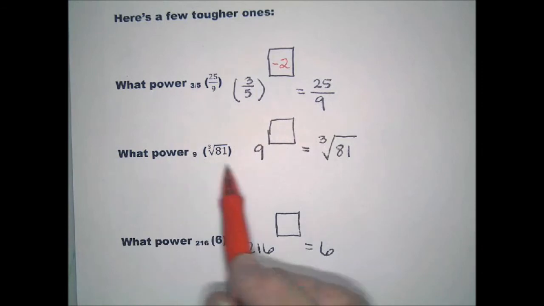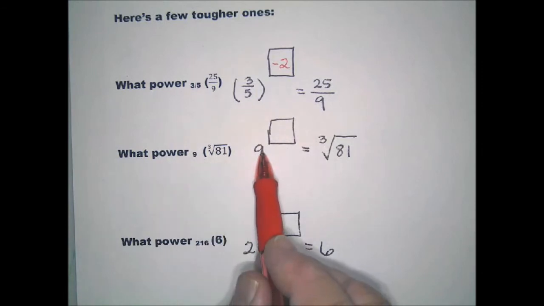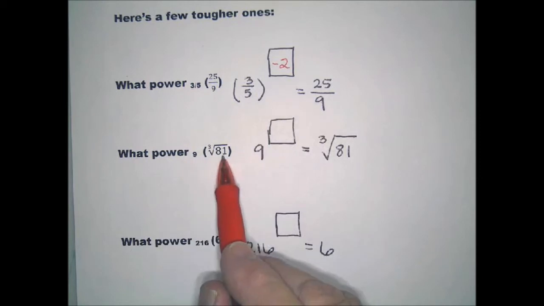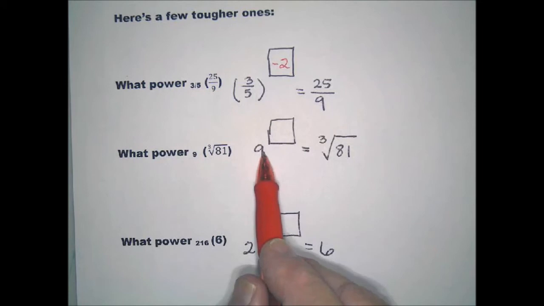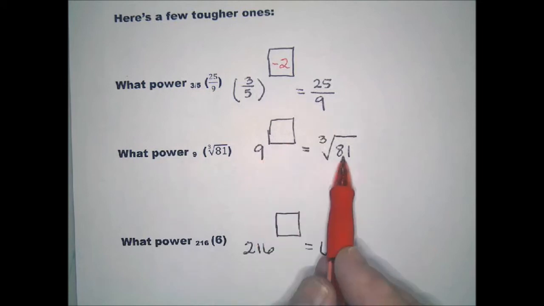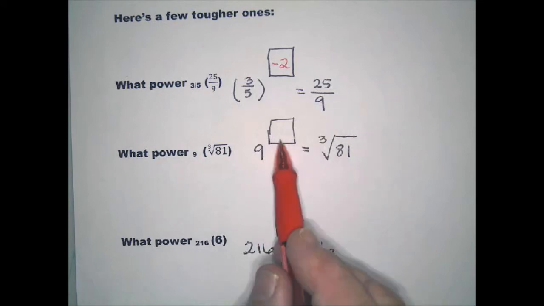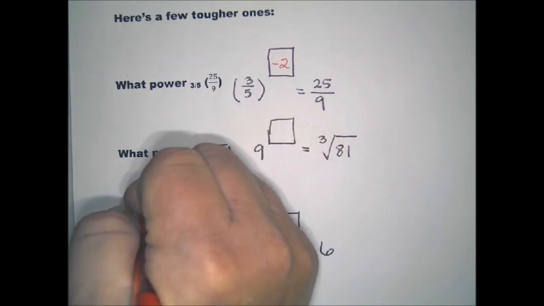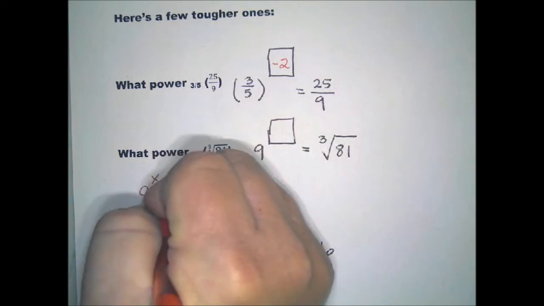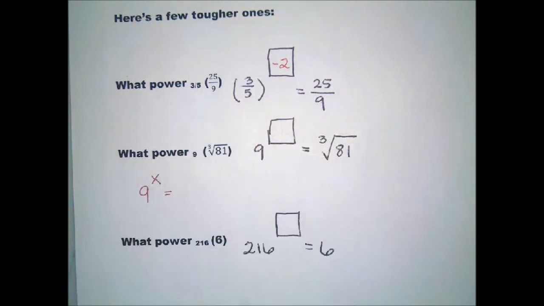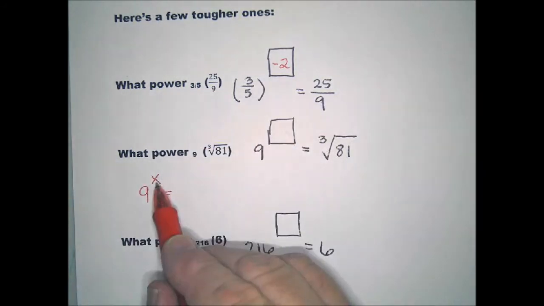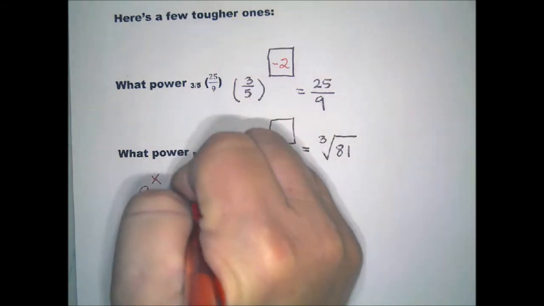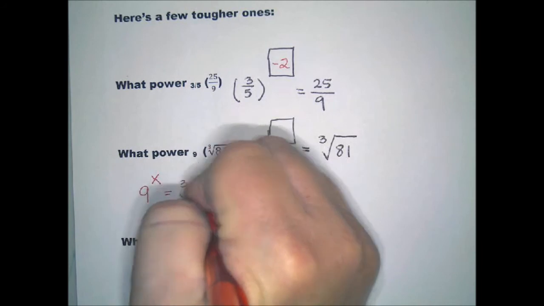Okay, the next one. What power turns the number 9 into the cube root of 81? So in exponential form, it looks like this. I'm going to take a little more time on this one. And I'm actually going to put an x right there. So we're going to start off the problem like this: 9 raised to some power, instead of the box, I'm putting an x, equals the cube root of 81.